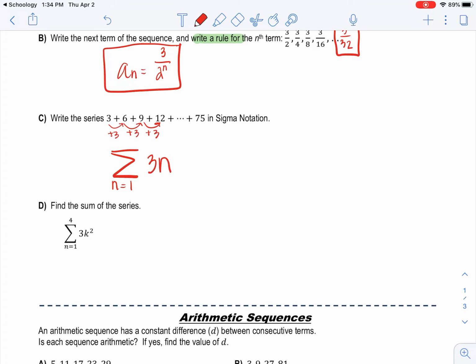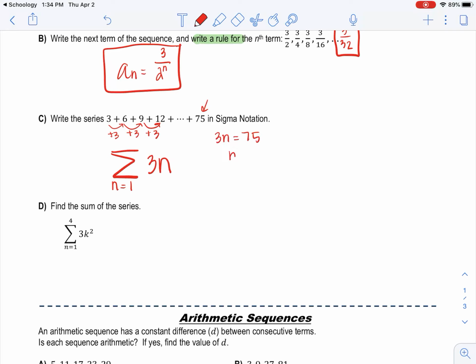I get 9. Now I just have to know what I would have to plug in to get 75. If you don't know, you could always set the expression that you wrote equal to that number and solve. You get 25. So that would be my 25th term.